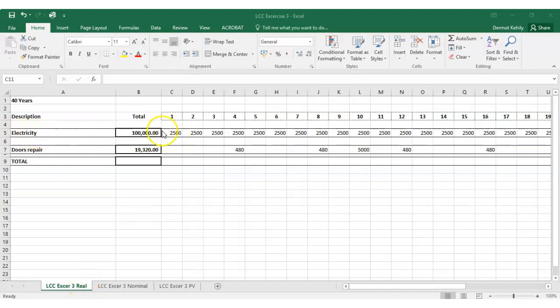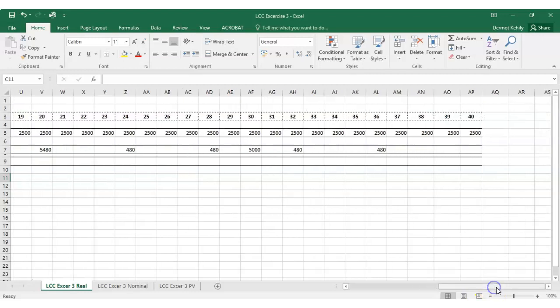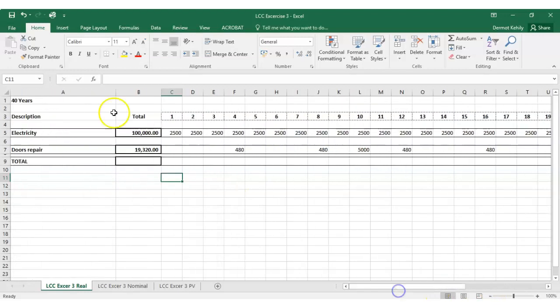So you can see we've got electricity costs here at €2,500 every single year over the course of a 40-year study period. So if you just click to the side there, you see it ends at 40 years. We've also got some door repairs. Now this is a simple exercise with just 2 items. Maybe in a real life cycle cost scenario we could have quite a few, but for just getting used to the calculations we'll just deal with 2 for the moment.